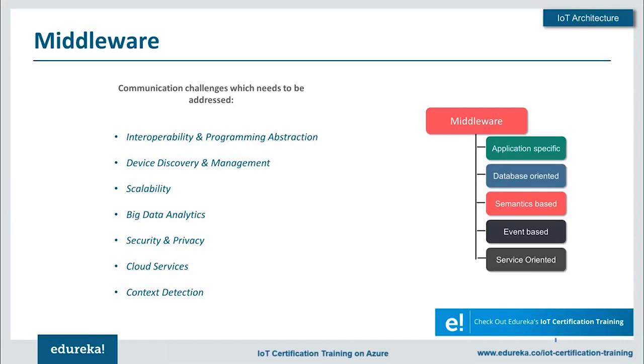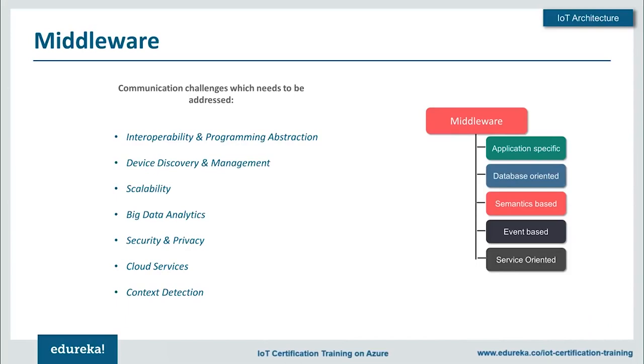Now again, when you come down to the middleware segment, you need to understand the various specifications of the application: which kind of database it is oriented toward, what semantics it is based on, what kind of events it can process, and what kind of service it can process or provide as well. These are some aspects that you need to keep in mind while selecting your middleware for your architecture.